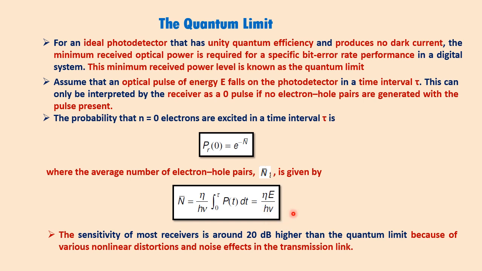The sensitivity of most optical receivers is around 20 decibel higher than the quantum limit, because of the various nonlinear distortions and noise effects in the transmission link. These are all the performance parameters of an optical receiver. Only by means of these three parameters can we evaluate the performance of an optical receiver.